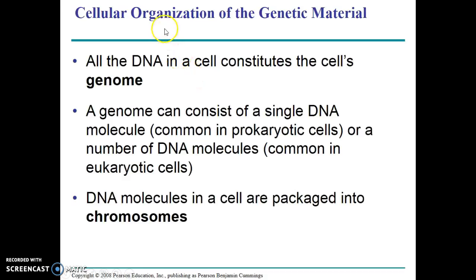We have the cellular organization of genetic material. All the DNA in a cell constitutes the cell's genome. A genome can consist of a single DNA molecule, which is common in prokaryotes, like bacteria, or a number of DNA molecules, which is common in eukaryotic cells. DNA molecules in the cell are packaged into chromosomes.